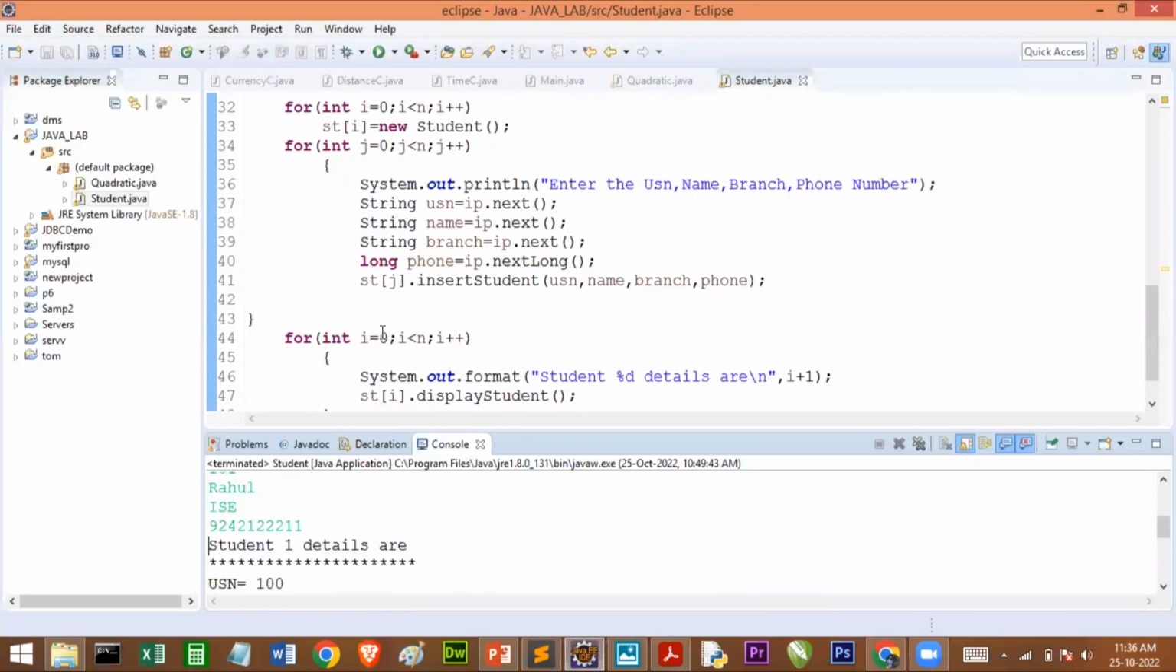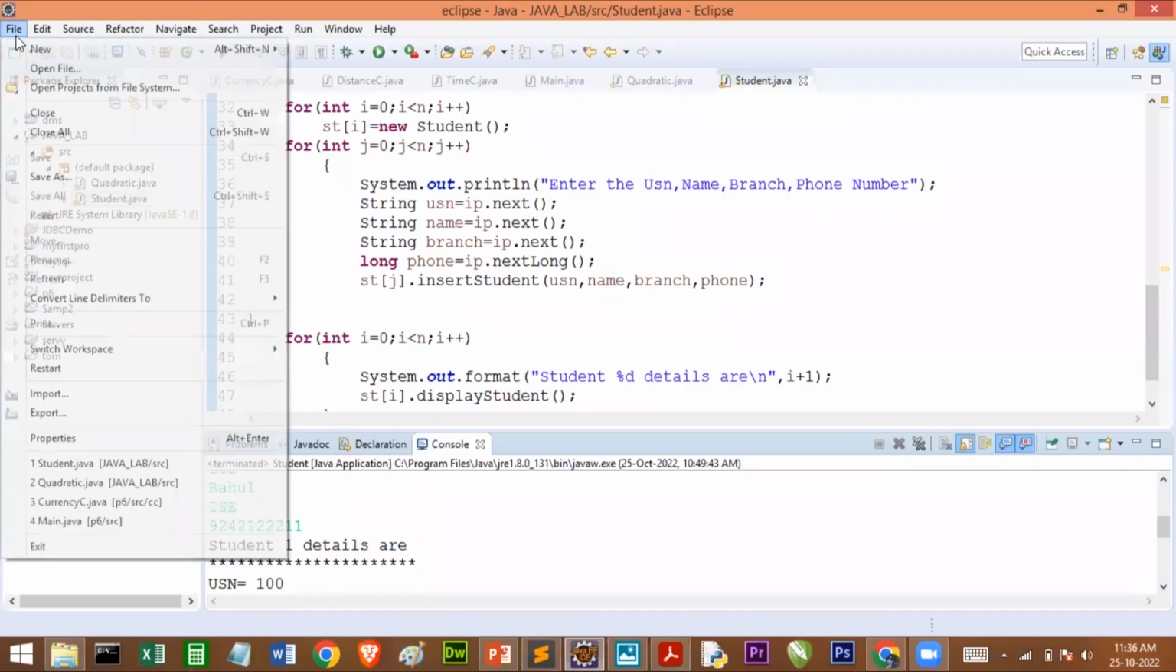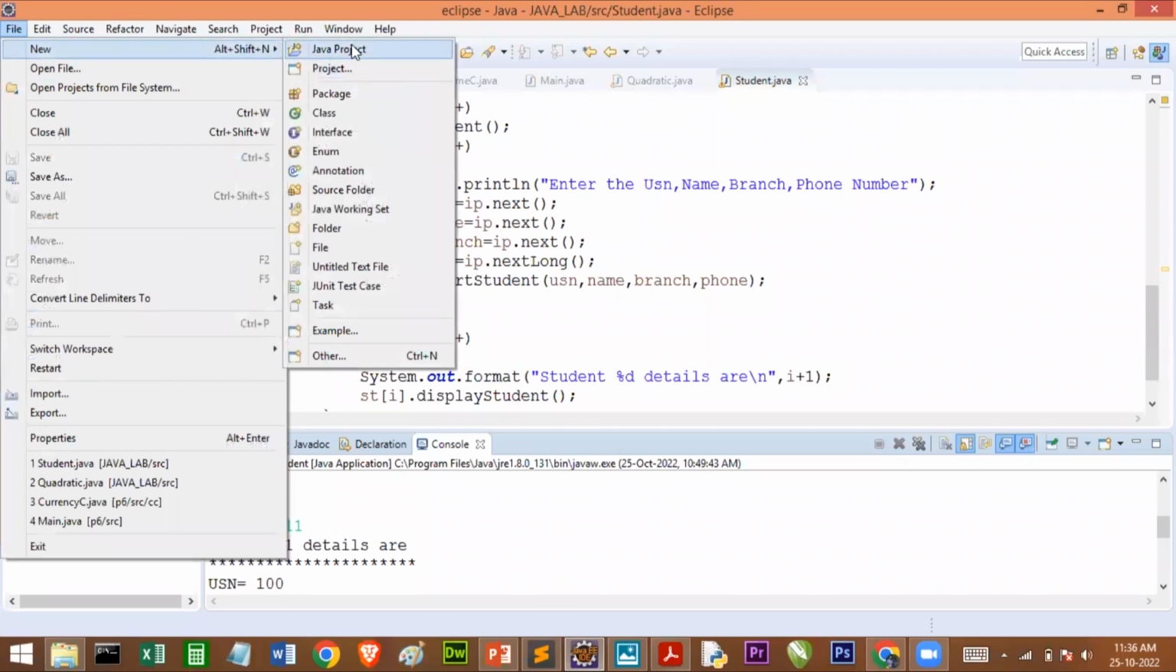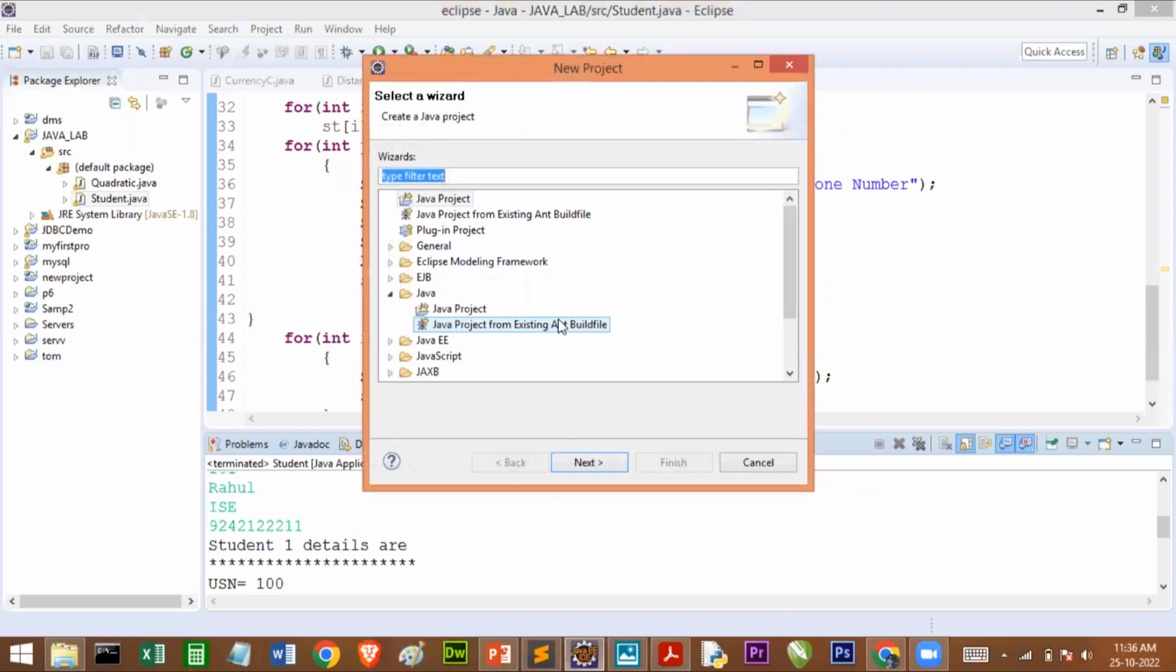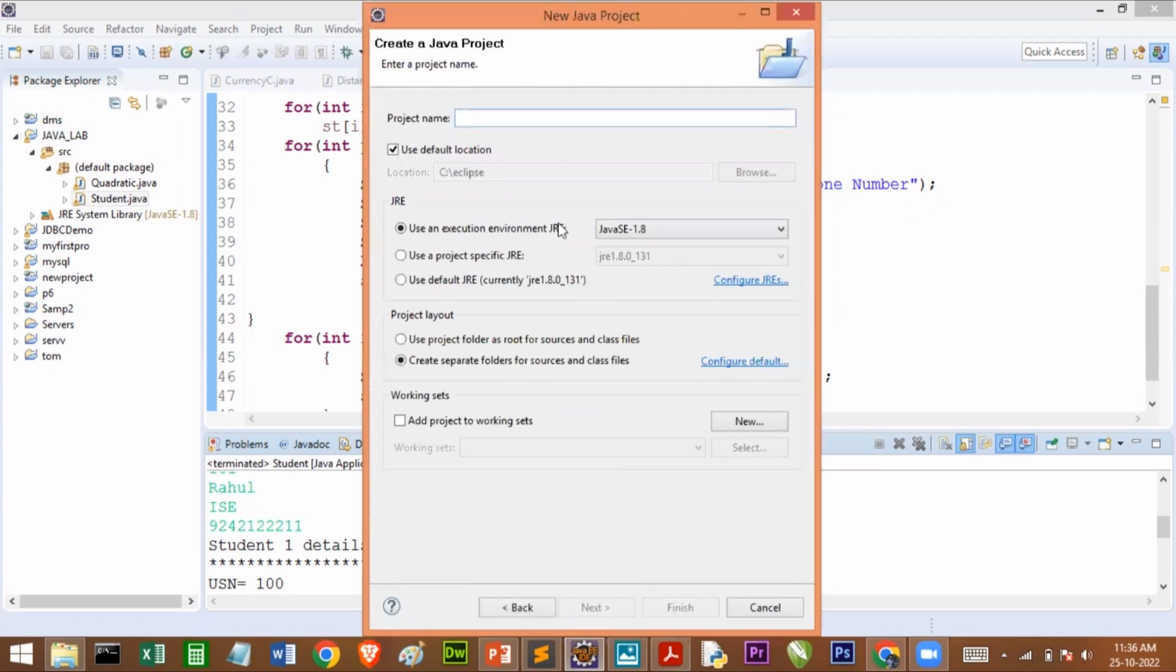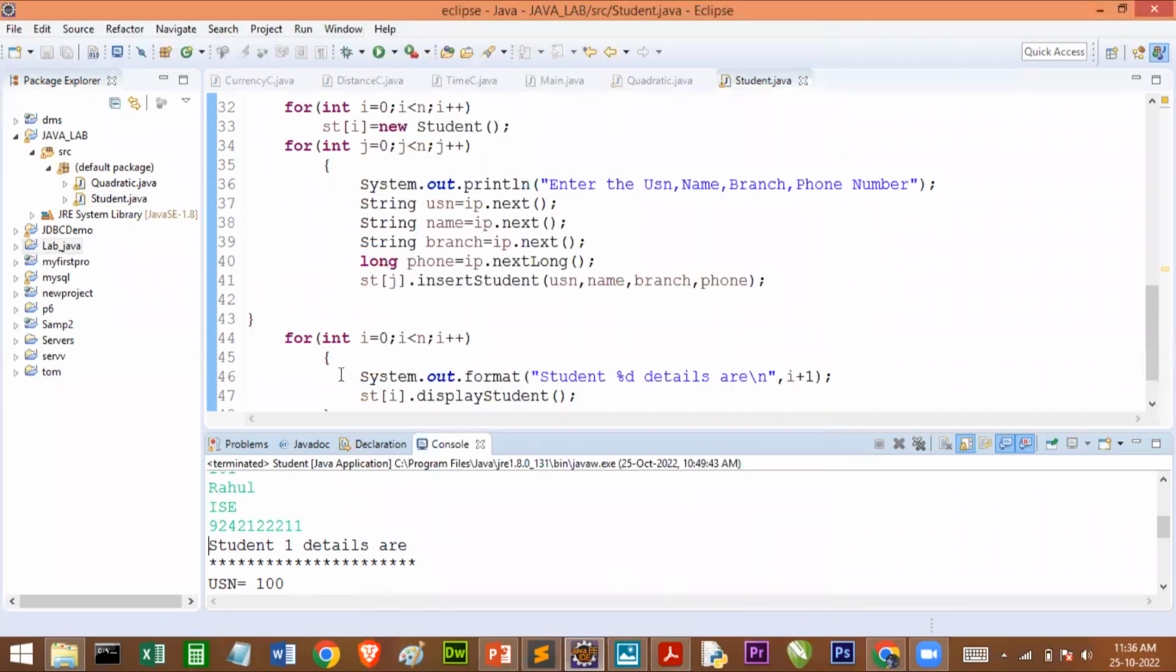Open the Eclipse software, go to File, take New, click on New Project. So once you click on New Project, just click on Next, Java project, give the name here. I will give Lab.java, click on finish. Okay, so here I got that project.